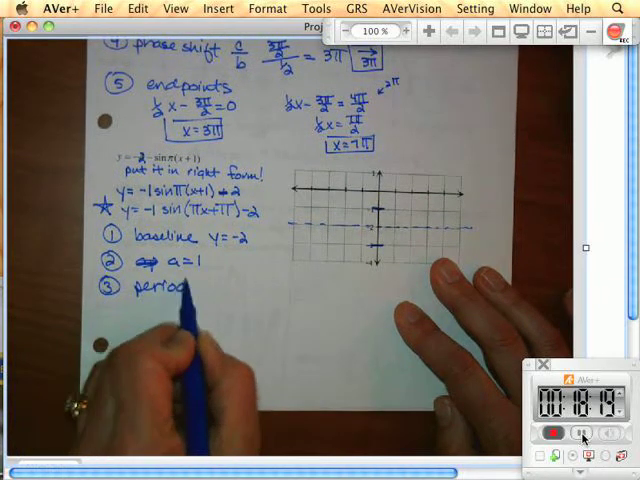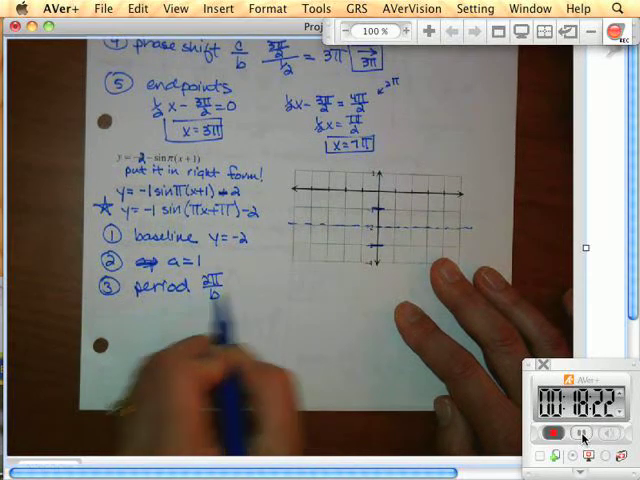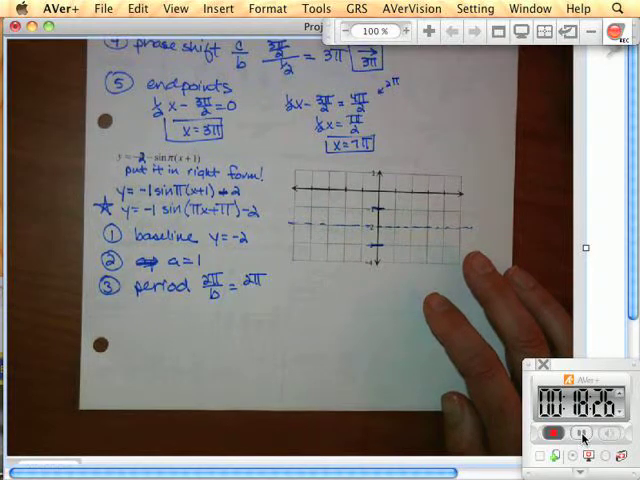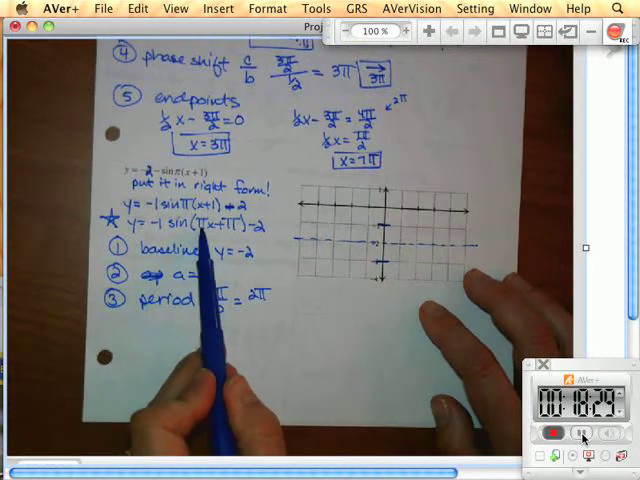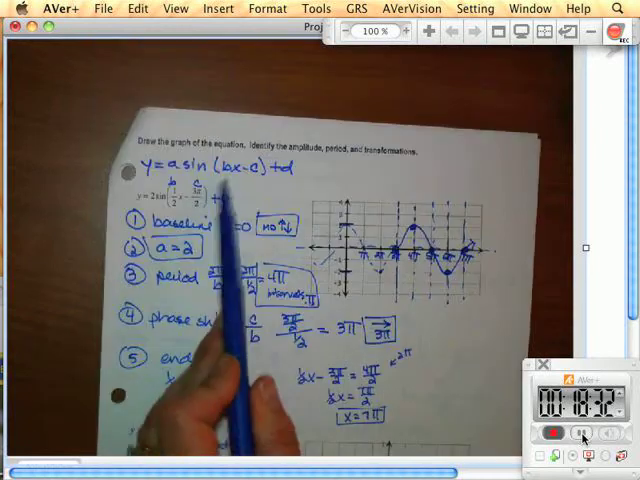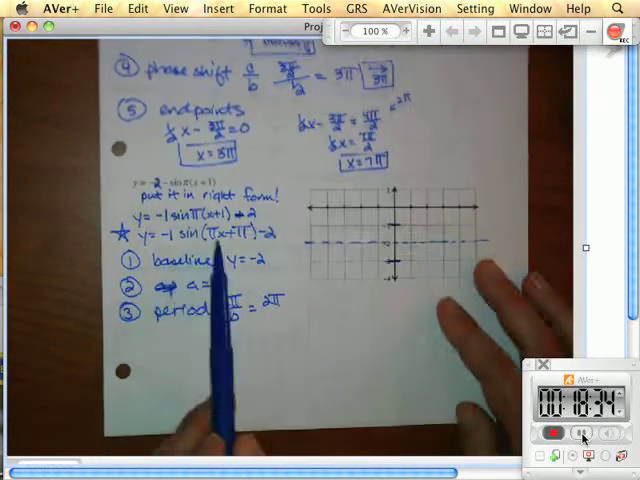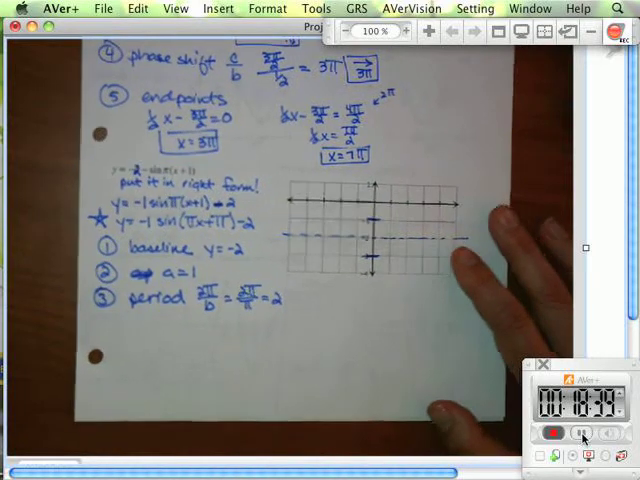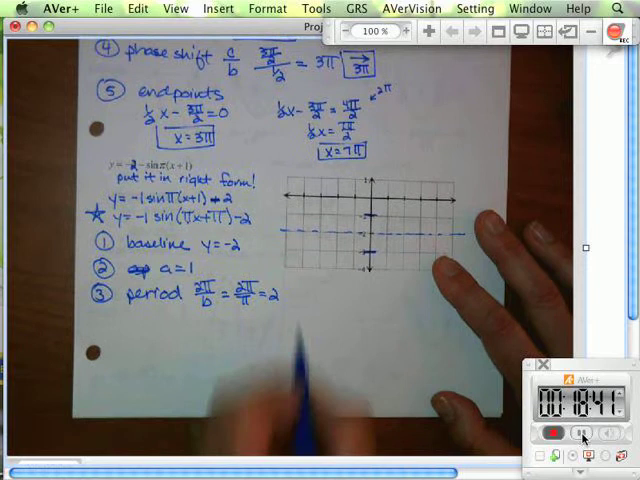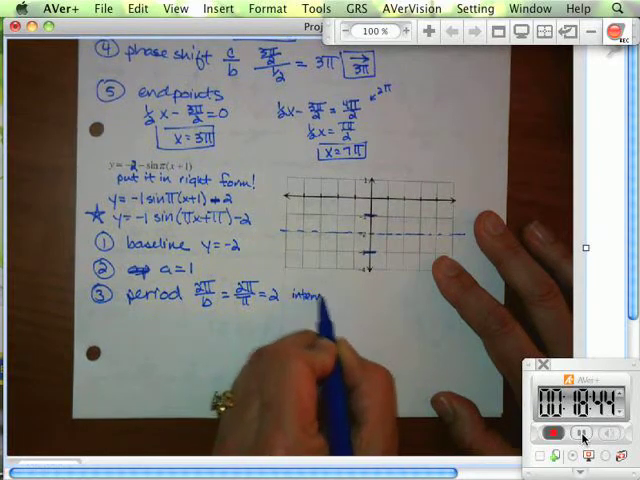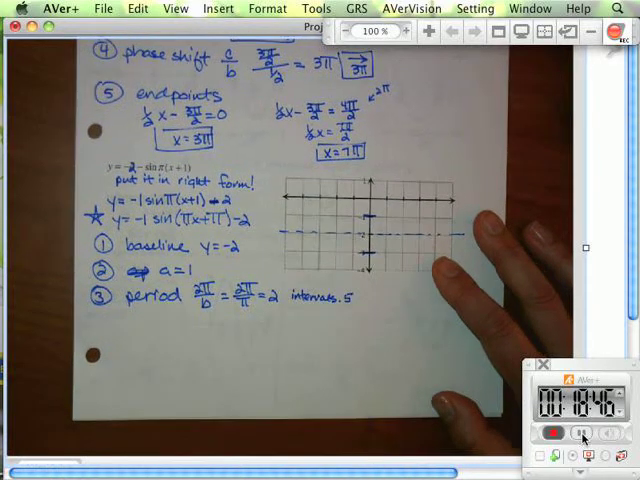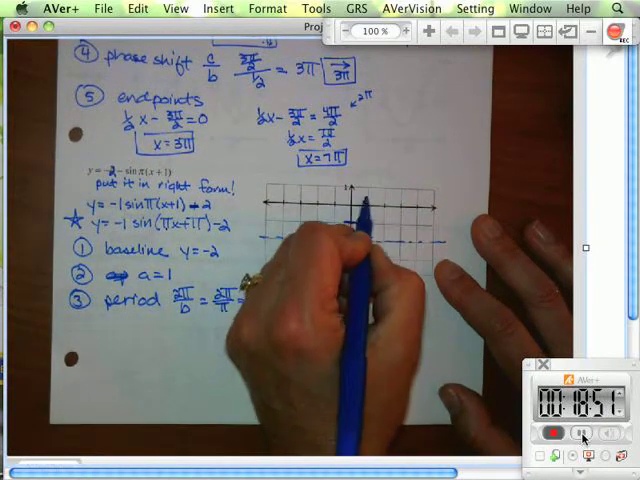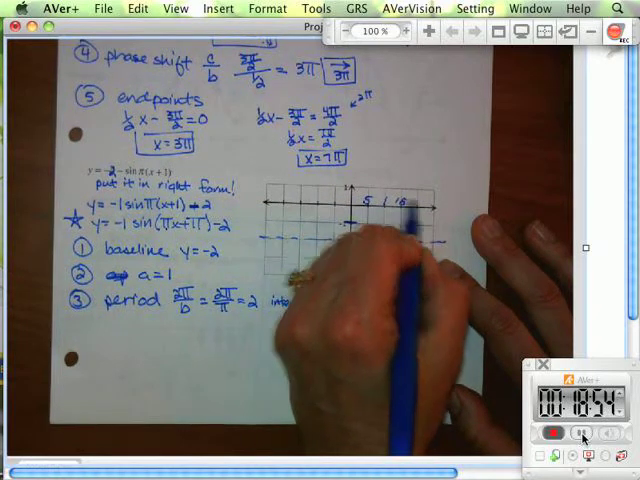Period. 2 pi over b. What is my b? Pi is my b. Consider the form here. Pi is b. So your period is 2. So what's your intervals? I always like to do that right now. What are my intervals? Yeah, intervals are 0.5. So I might even go up and just mark those on the x-axis right now. 0.5, 1, 1.5, 2.